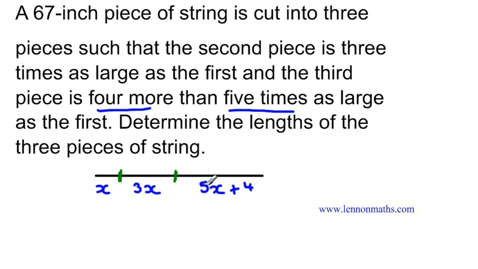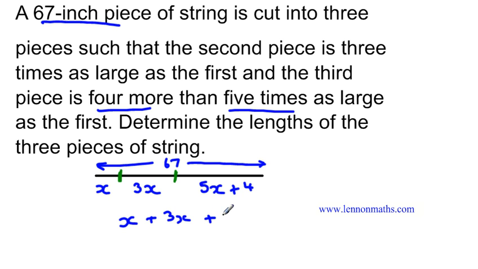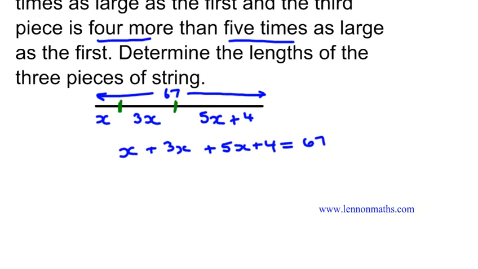Now what do we know about these lengths? When we add this length plus this length plus this length, what do we get? What we started with, the 67-inch piece of string. It was cut into 3 pieces, but all those 3 pieces should add up to 67 inches. The length of the entire string is 67. So we can say that x plus 3x plus 5x plus 4 is equal to 67. And all we got to do there is to solve.